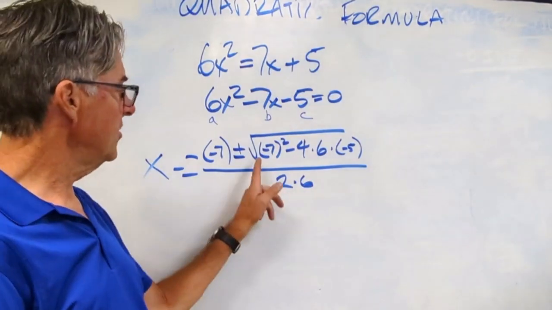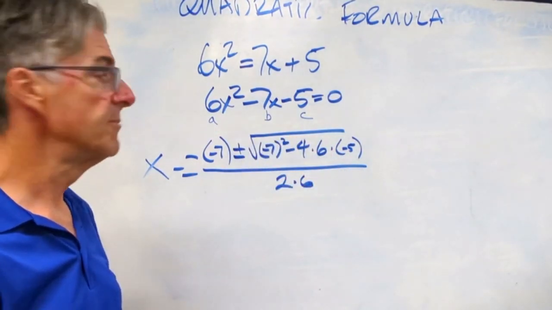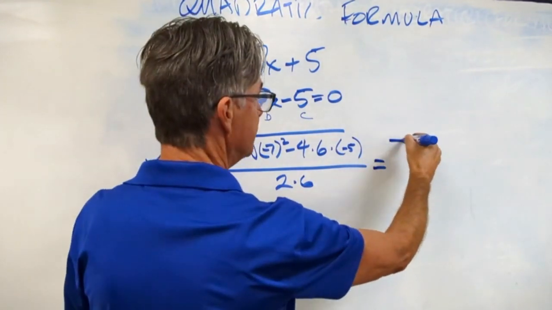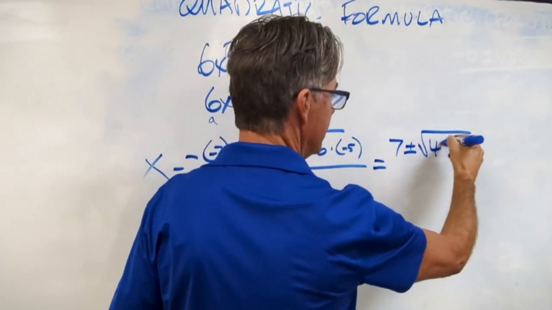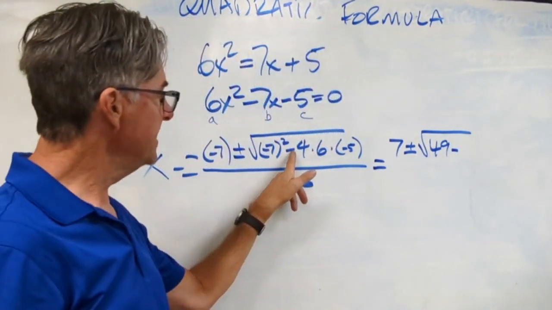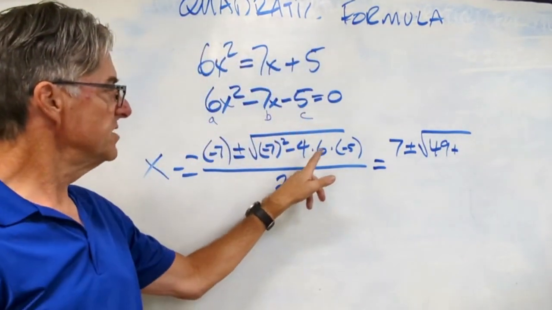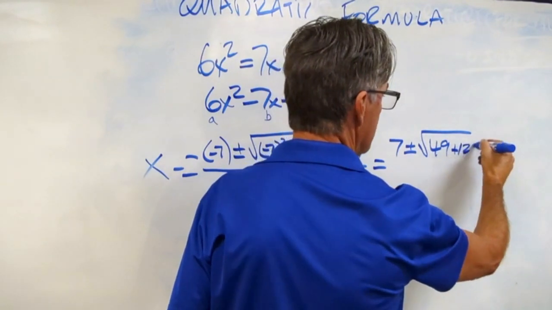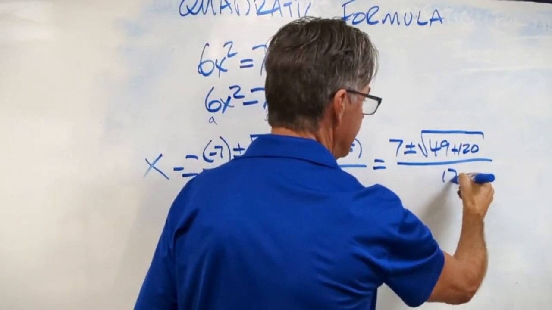All right, so I'm going to go ahead and handle this in a few more steps than last time just because it's got bigger numbers to deal with. So I'm just going to add an equals there and go 7 plus or minus the square root of 49, that's negative 7 squared, minus, now I have a minus and a minus, so this is actually going to become plus, and 4 times 6 times 5 is 120. So we're going to get 49 plus 120 under my root, and then this is all over 12.